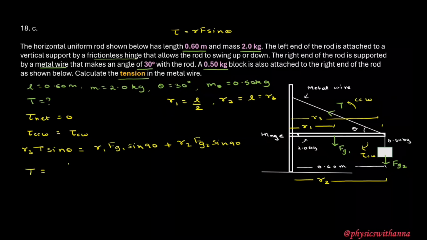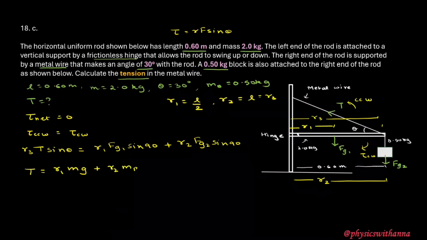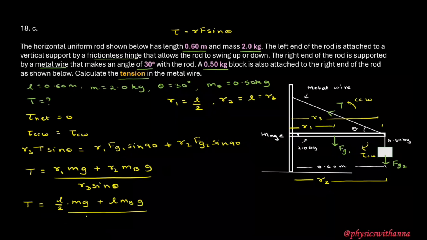We get T equal to R1 Fg1, which I can write as the mass of the rod times g, plus R2 Fg2, which is the mass of the block times g, over R3 sine theta. So we can write this as T equals R1, which is L by 2, times M g, plus R2, which is L, times MB g, over R3, again L, sine theta.